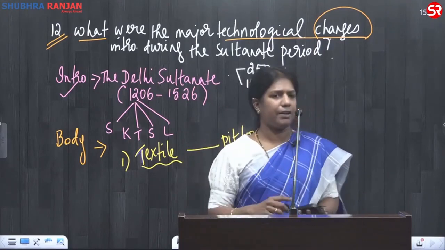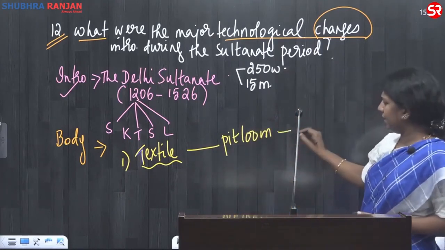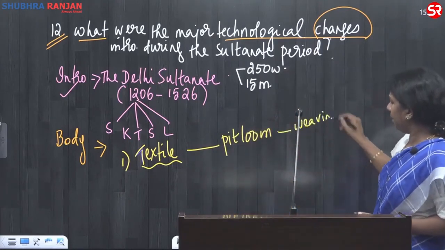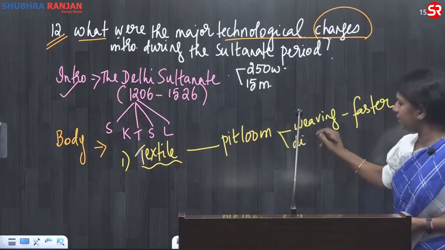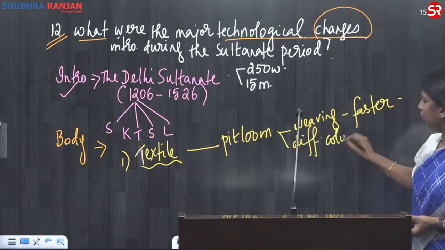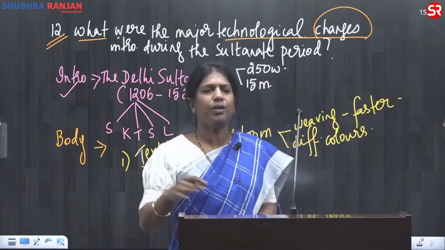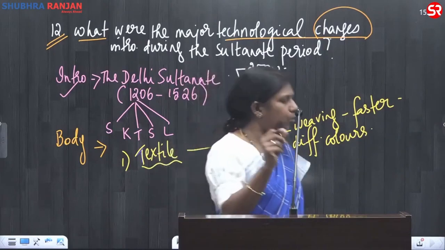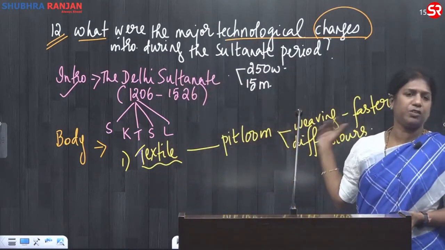The Delhi Sultanate. You can just add that the pit loom was actually introduced. Just a line where weaving became much faster, and again different colors were used in clothing, because initially people used to wear the same colored cloth. Now different colors, just 2 lines. If you do not know, you can skip the explanation part. Just write that the pit loom was introduced.